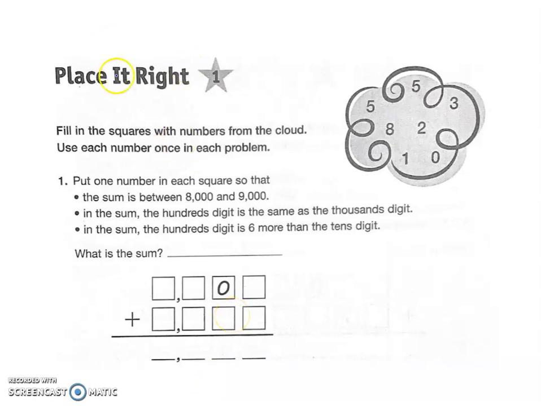Hey kiddos, this activity is called Place It Right. We're going to work a little bit with the standard algorithm for addition, where we put our addends vertically and add them together and solve.